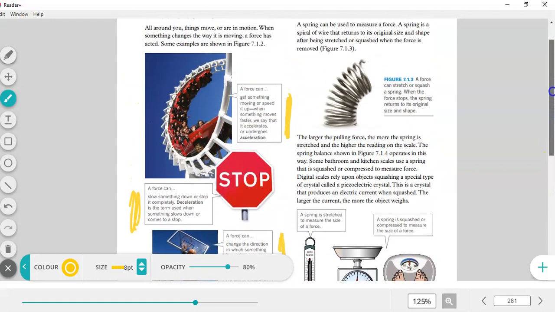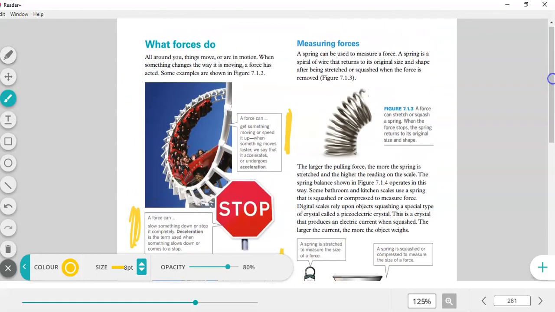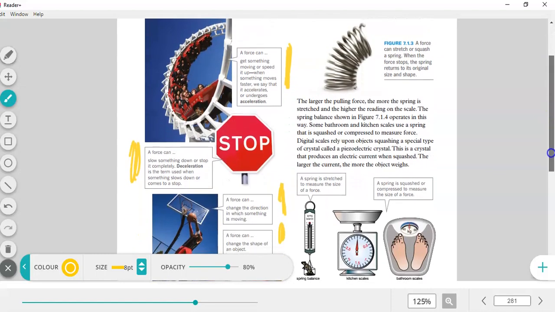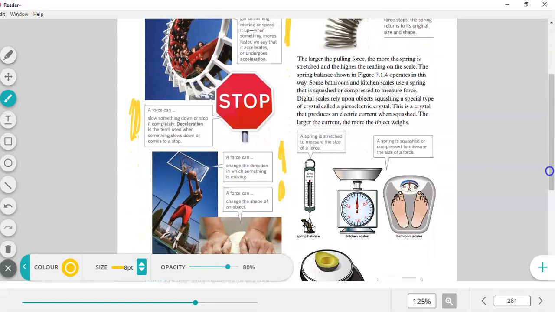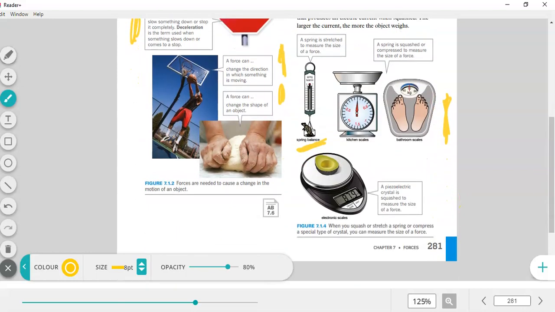Now, we use various tools to measure a force. Gravitational force, that's weight, is the force gravity exerts on a body, pulling it towards the center of the earth. So we can measure that force using a spring balance. We're all familiar with bathroom scales, and also we know how to use electronic scales.